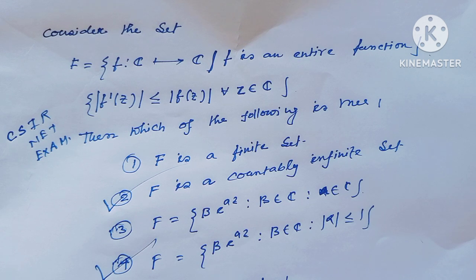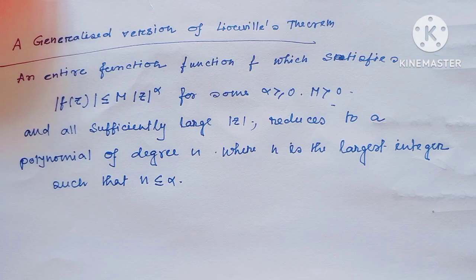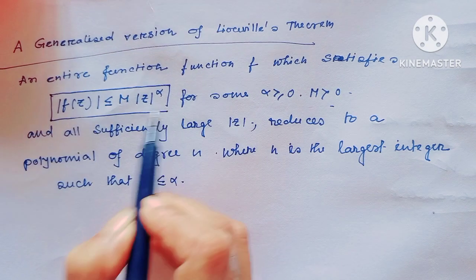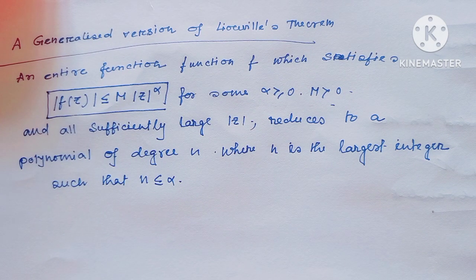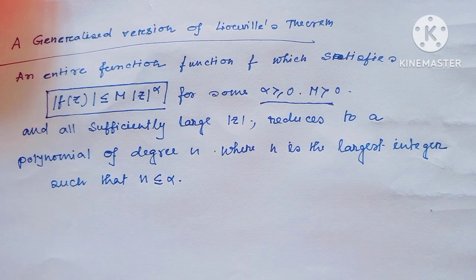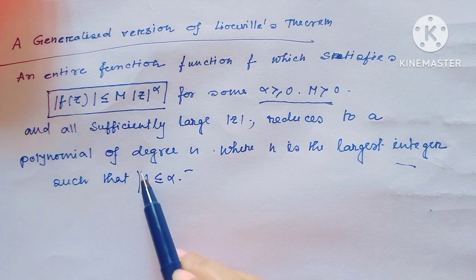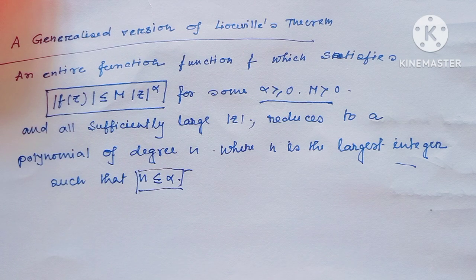Okay? Well. Now I will see what the generalized version of Liouville's theorem is. An entire function f which satisfies |f(z)| ≤ M|z|^alpha, for some alpha ≥ 0 and M > 0 and all sufficiently large |z|, always reduces to a polynomial of degree n, where n is the largest integer such that n ≤ alpha. I hope all my viewers have understood this.